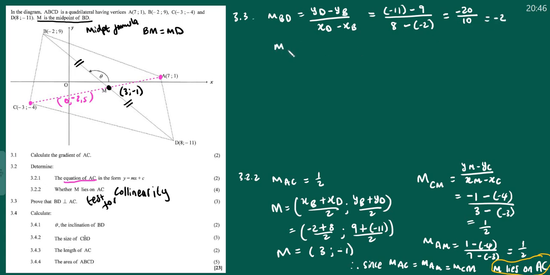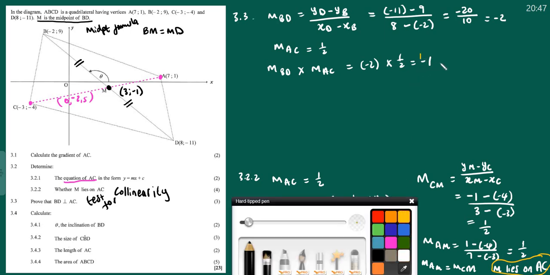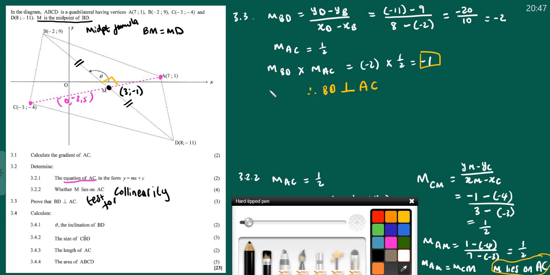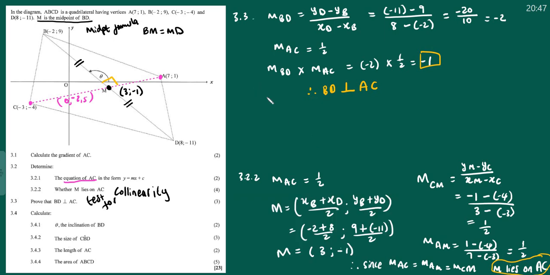Then we know that the gradient of AC is equal to half. Now when you multiply the gradient of BD by the gradient of AC, you get negative 2 multiplied by a half, which is negative 1. The fact that you got an answer of negative 1 means BD is perpendicular to AC. If the product of the gradients is negative 1, those lines are perpendicular, so we have 90 degrees there. Okay? These are things we did in grade 10 and grade 11, so I'm hoping that we are still together.